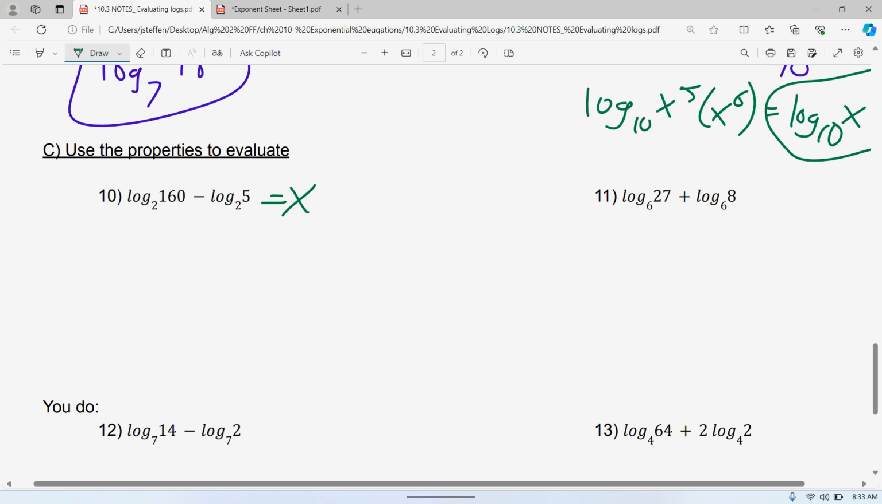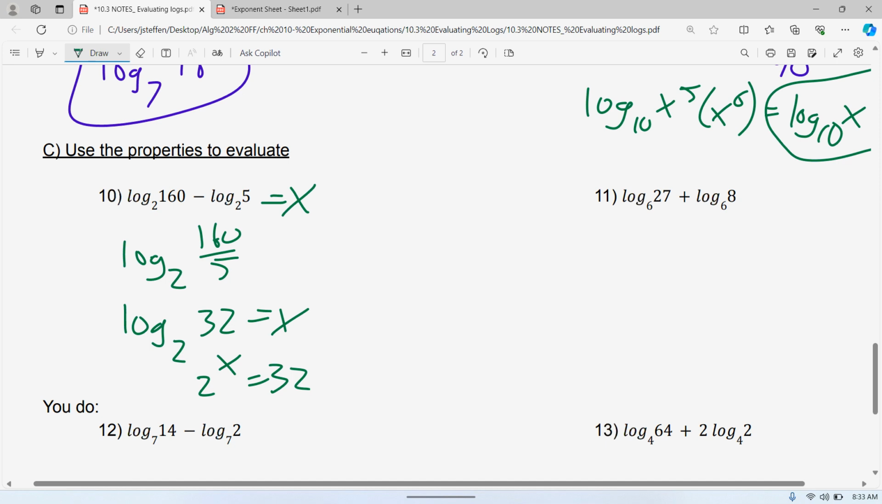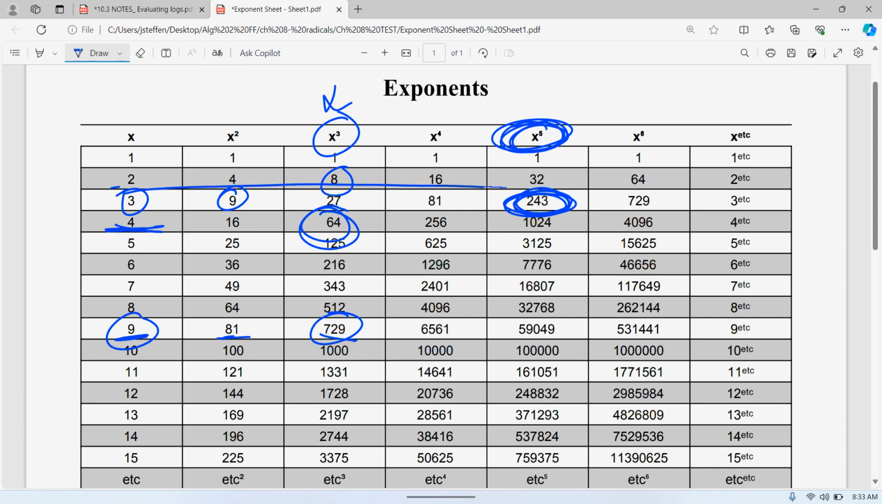So this is going to be log base 2 of 160 over 5. 160 over 5, put in the calculator. Log base 2 of 32, by evaluating like we did earlier today. So 2 raised to what number is 32? And again, now you can use your exponent sheet. That's the fifth row. So 2 to the fifth.